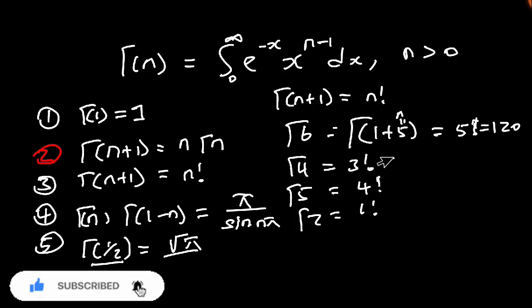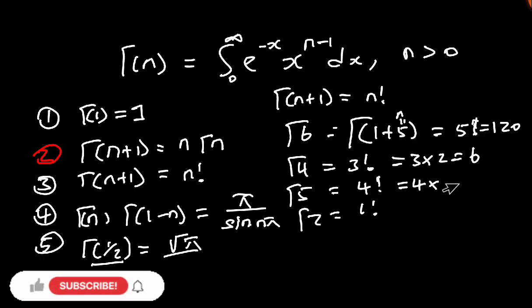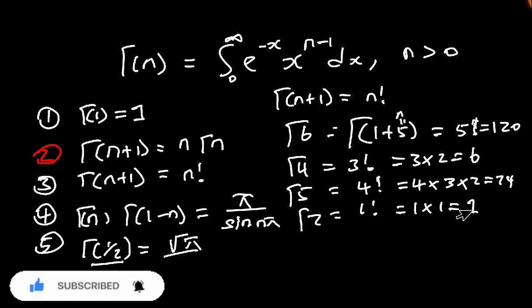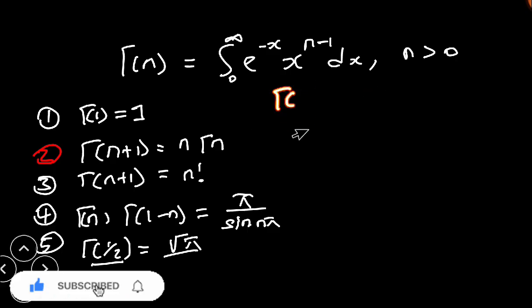So here 3 factorial is equal to 3 times 2, which is equal to 6. Here 4 factorial is 4 times 3 times 2, which is equal to 24. 3 times 4 is 12, 2 times 12 is 24. 1 factorial is simply 1 times 1, which is equal to 1. So this is it for the third property. Let's look at the fourth property, which is the last one.